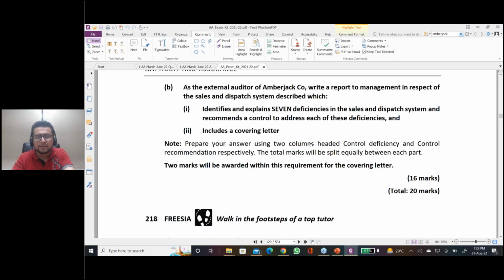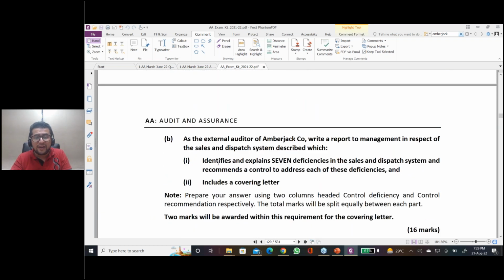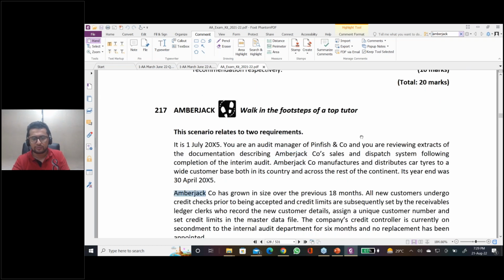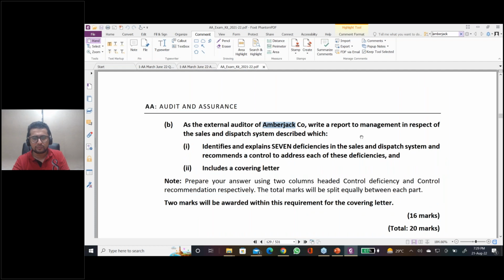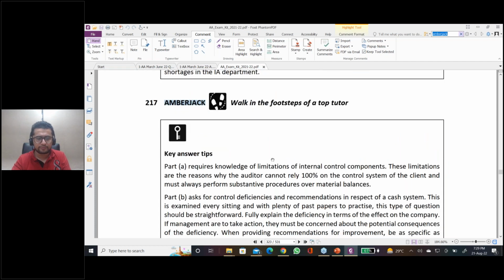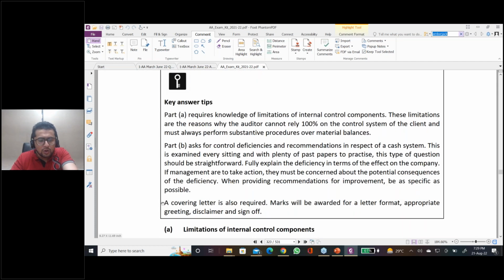What about part B? 16 marks. Identify and explain 7 deficiencies in the sales and dispatch system and then provide 7 recommendations. So 7 choose a 14, but the marks are 16. Why is that? Because there are 2 extra marks available for the covering letter. Now, what do I mean by covering letter? A covering letter is also required.